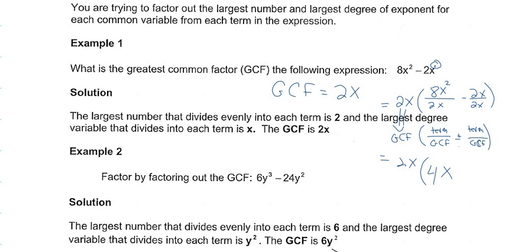And then what's 2x divided by 2x? 1. Okay? Anything divided by itself is 1. Okay? So what I have here, I have the GCF, and then what I call the leftovers. Okay? So it's always going to be your GCF, and in the brackets, you're going to have your leftovers. Okay?